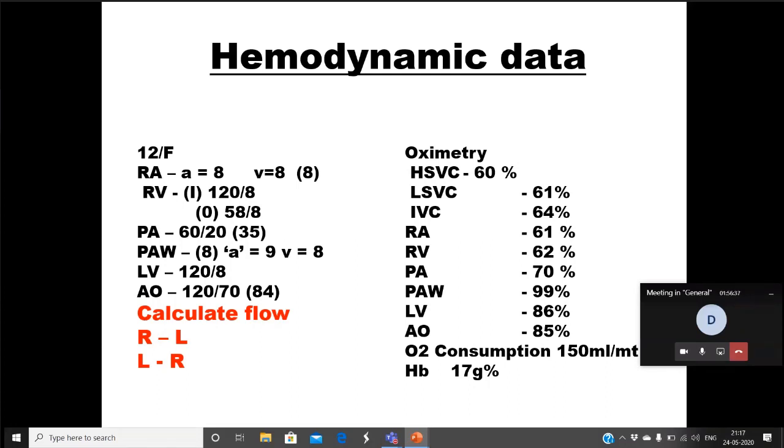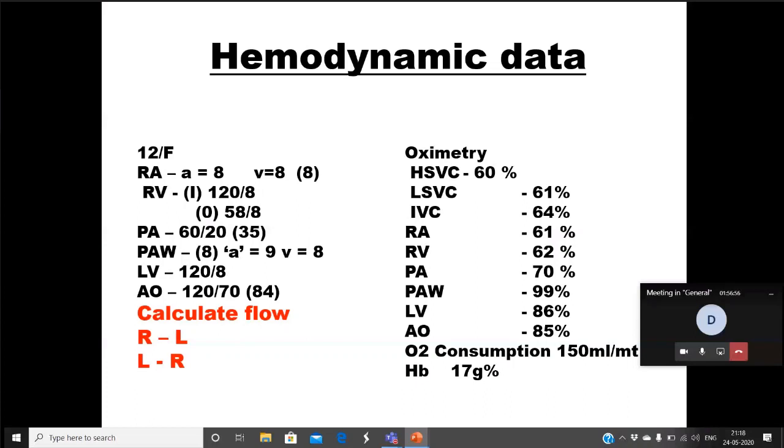Is there an abnormal equalization of pressures? Like LV and aortic systolic pressure equal to the RV inflow pressure. Yes, sir. So systolic pressure in the RV, LV and aorta are equal. So you should suspect that the patient may be having TOF. Whether the patient is having TOF, that should be in your mind. Okay, now go to the oximetry data.